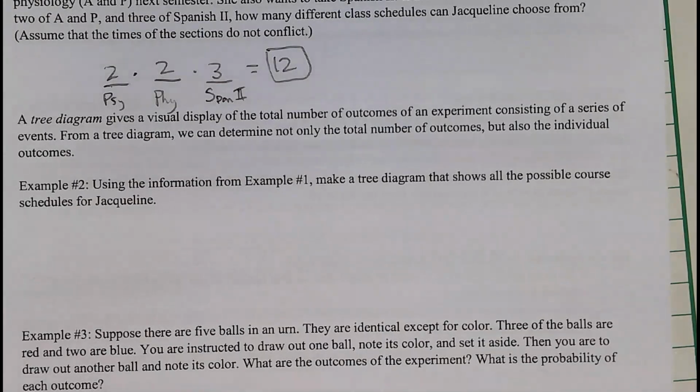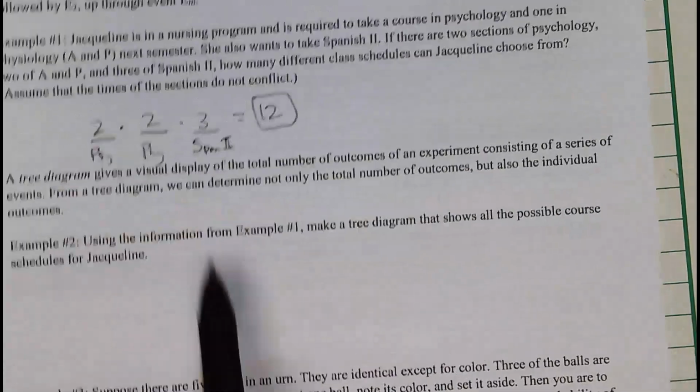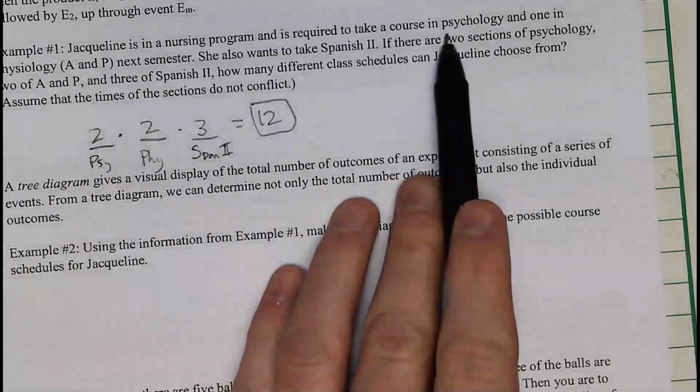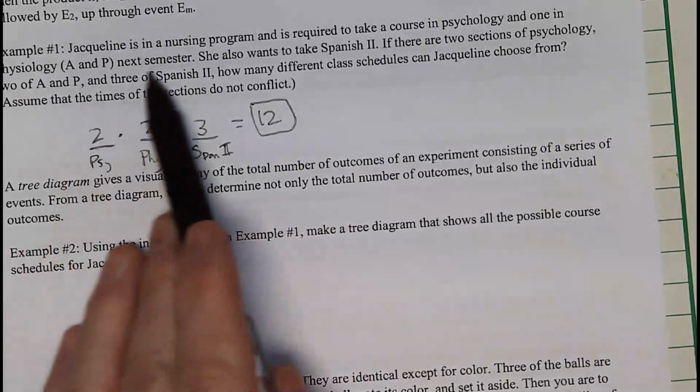Outcomes in some type of experiment. And so it does a series of outcomes, a series of events. So we're going to use the example from example one and make a tree diagram. In example one, we have Jacqueline. She has to take a course in psychology, physiology, and she also wants to do Spanish.